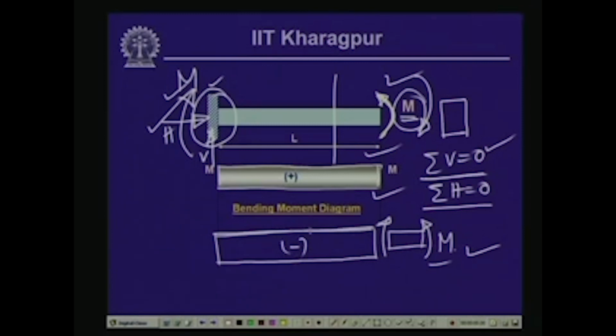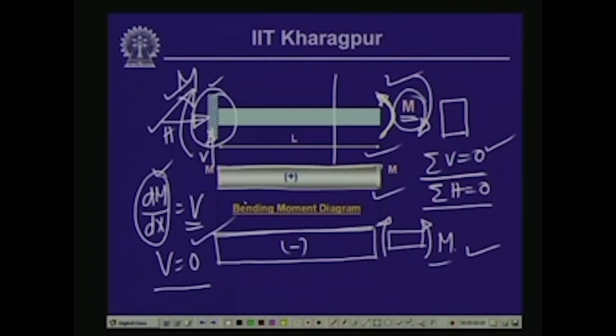Since the moment is constant everywhere, you can make out that dM/dx, which is nothing but the shear force, equals 0 for constant moment. Thereby the shear force equals 0, and hence the shear stress will be 0, because shear stress equals VQ by Ib, and since V is 0, the shear stress is going to be 0. So, this is the answer to the third question.